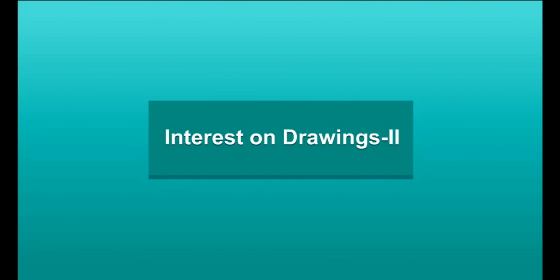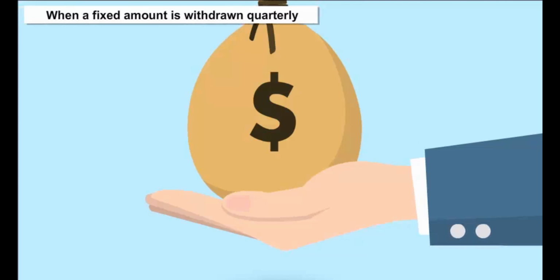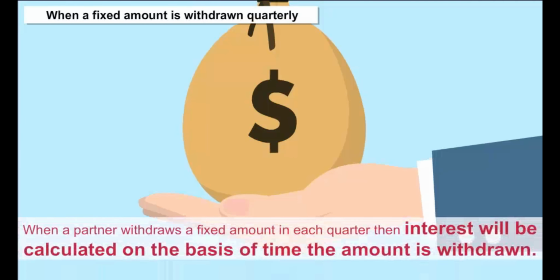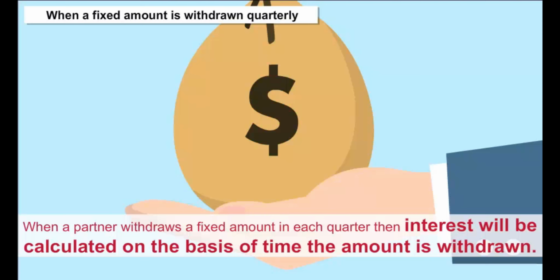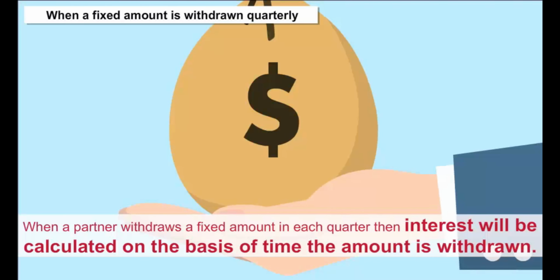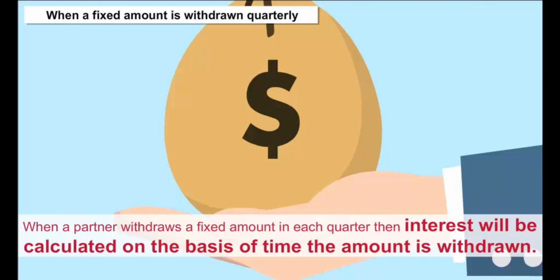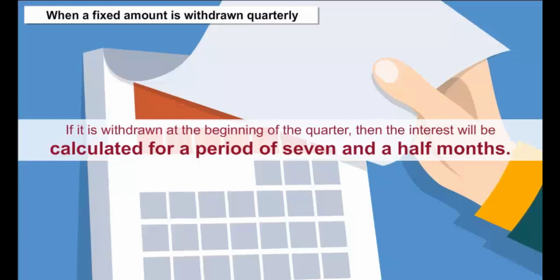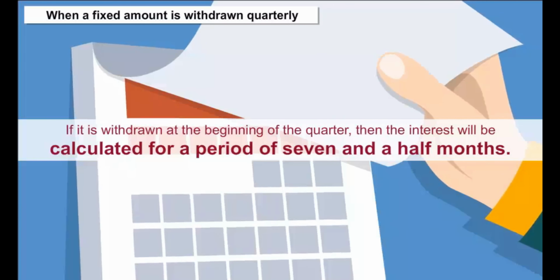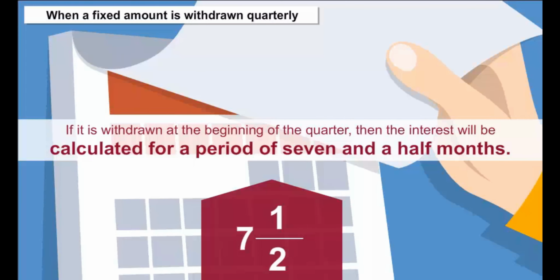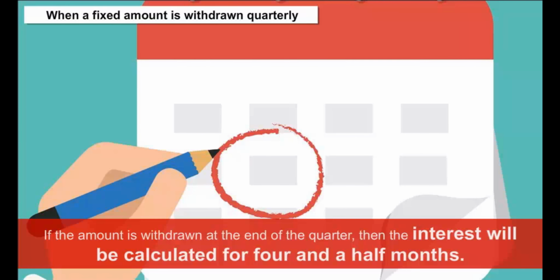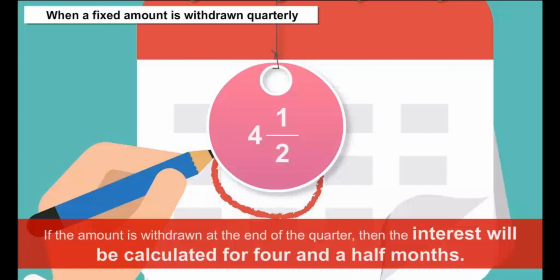Interest on drawings when a fixed amount is withdrawn quarterly. When a partner withdraws a fixed amount in each quarter, then interest will be calculated on the basis of the time the amount is withdrawn. If it is withdrawn at the beginning of the quarter, then the interest will be calculated for a period of 7.5 months. If the amount is withdrawn at the end of the quarter, then the interest will be calculated for 4.5 months.